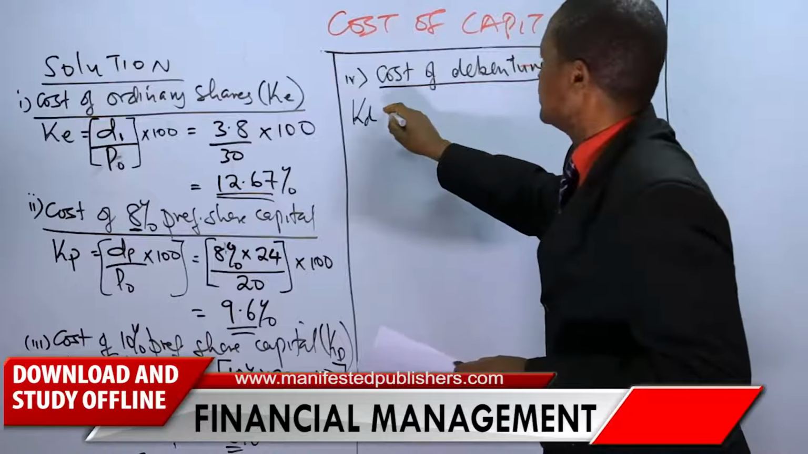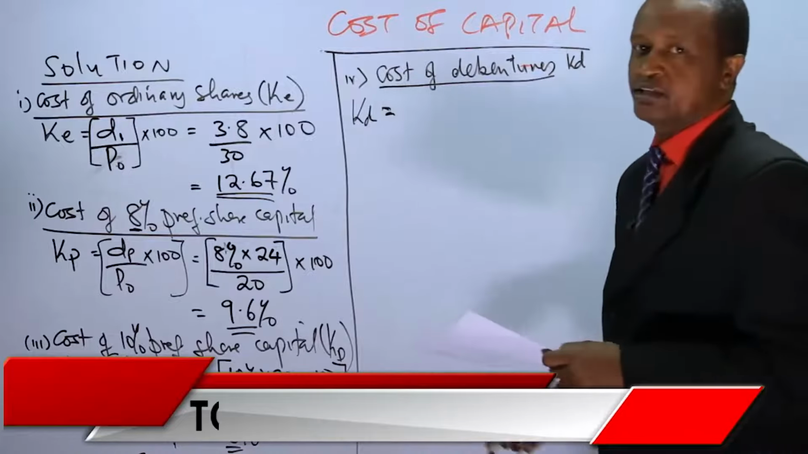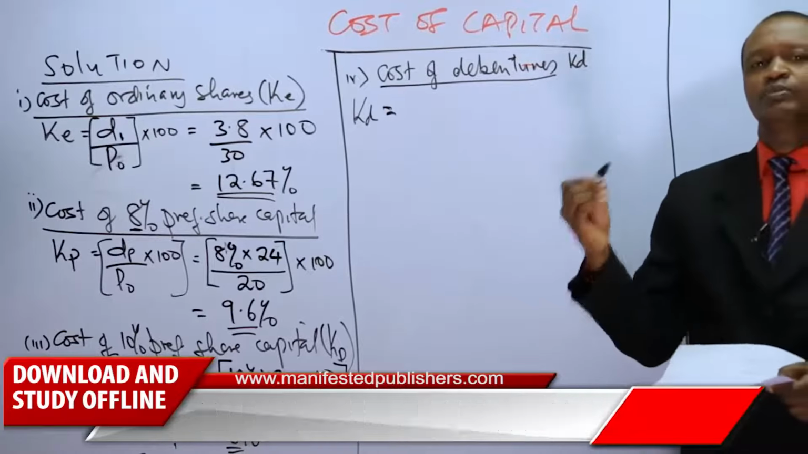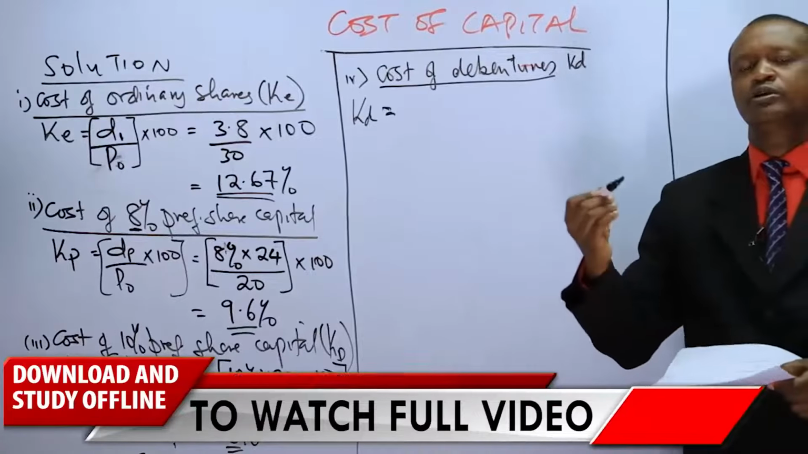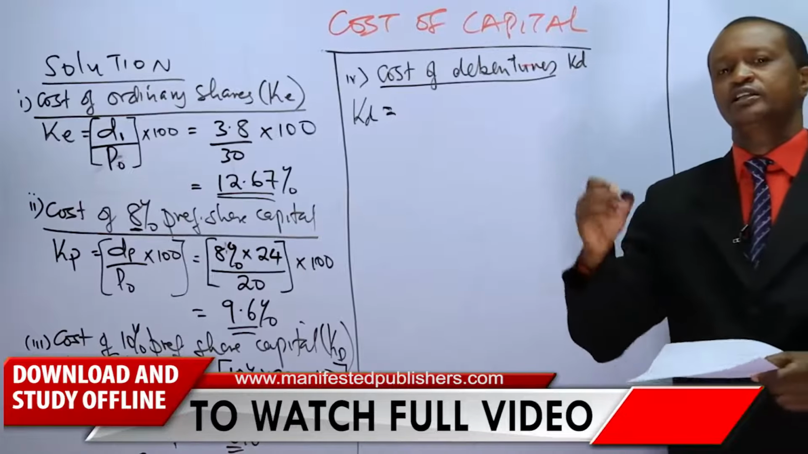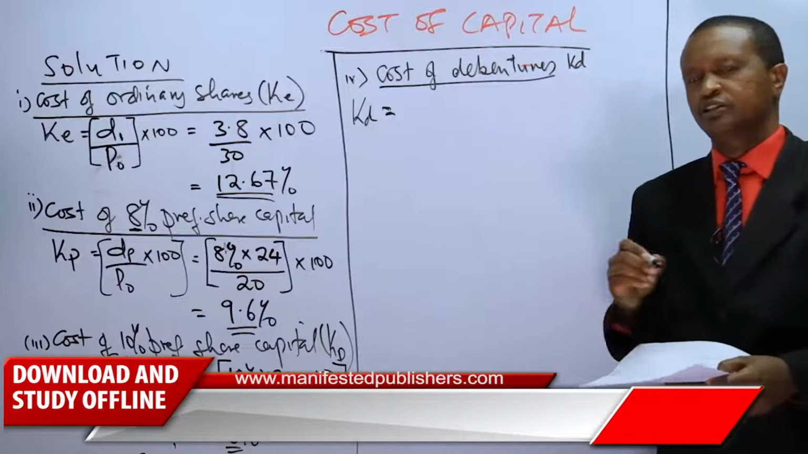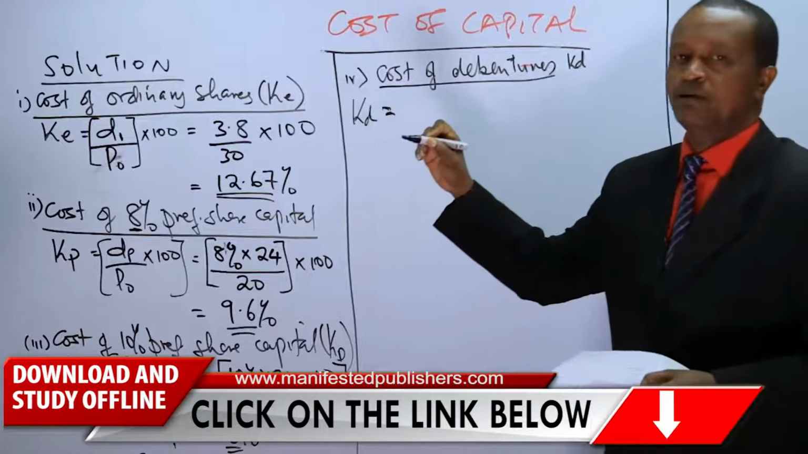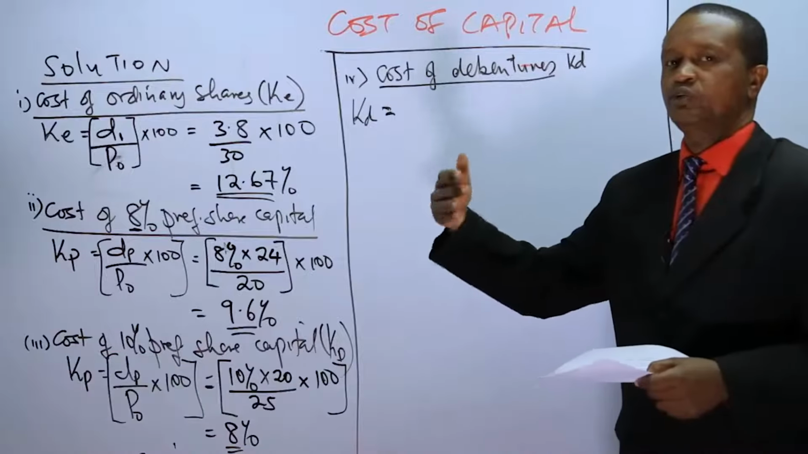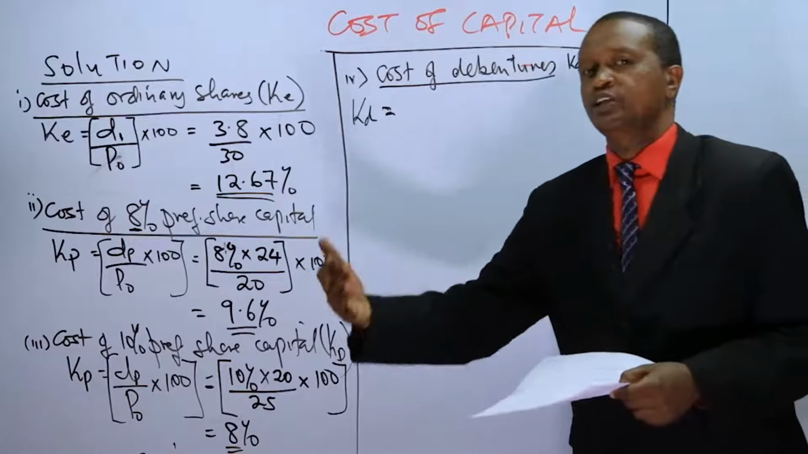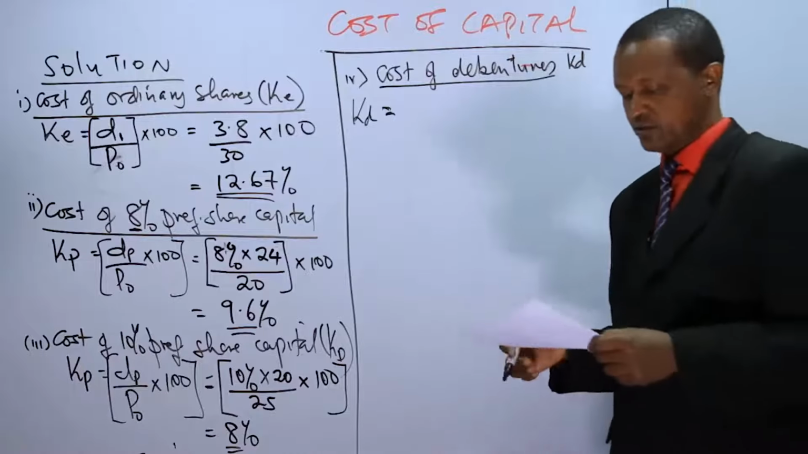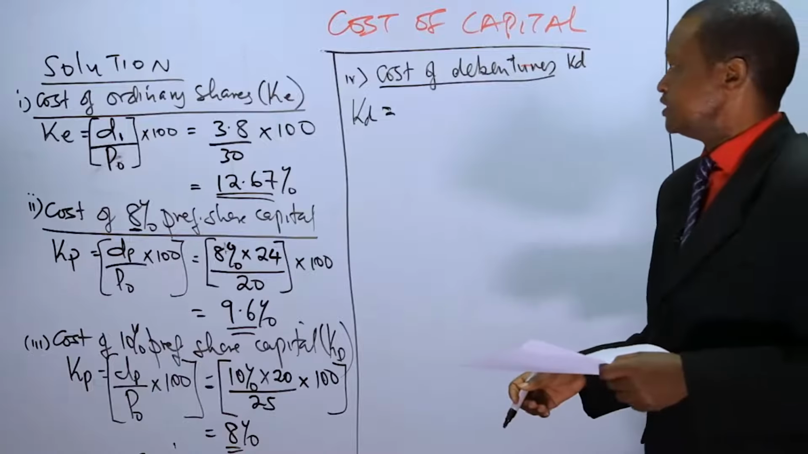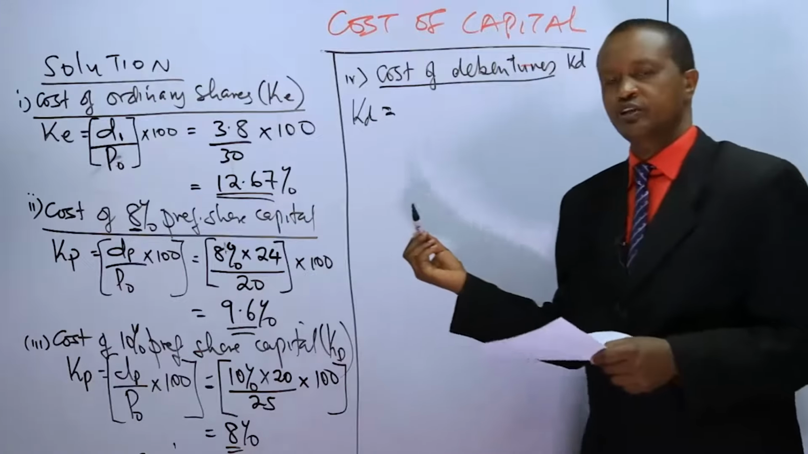KD, again, for debentures, remember, there are 2 categories of debentures. Number 1, the perpetual debentures or the irredeemable debentures, and the redeemable debentures. Redeemable debentures have a maturity period. Irredeemable debentures are meant to be used in the company until liquidation, until the death of the company. So the formula again is determined by the category.